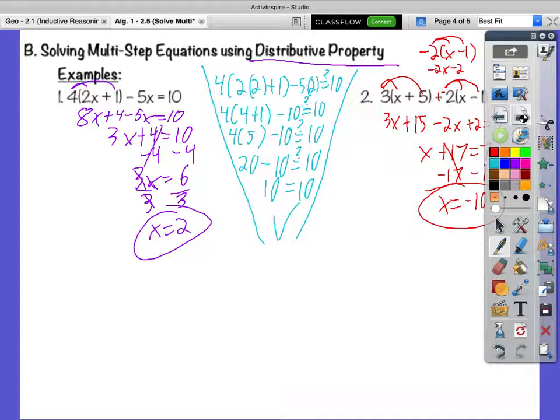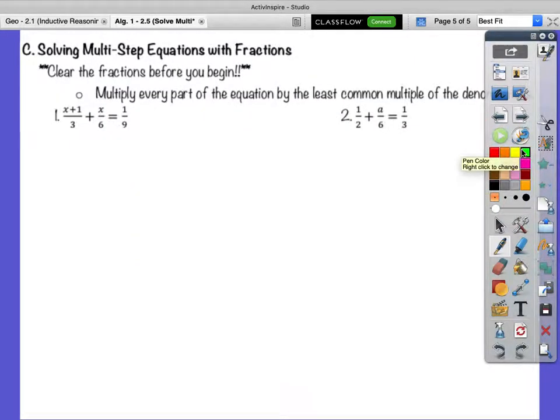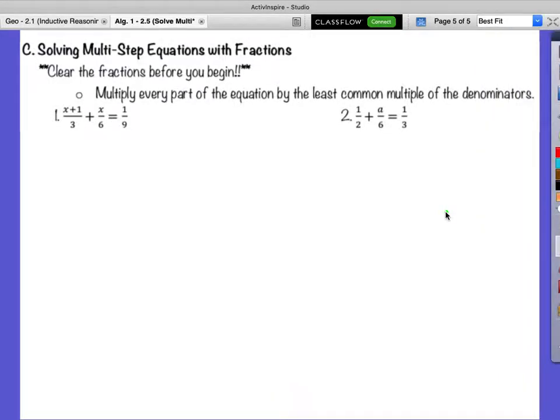Okay, continuing on. Solving multi-step equations with fractions! What's that big note say at the top? Clear the fractions before you begin. Well, can you just cross them out? No. We're going to learn what to do. We're going to multiply every part of the equation, once again, every part of the equation, by the least common multiple of the denominators. So over here, we have denominators 3, 6, and 9.